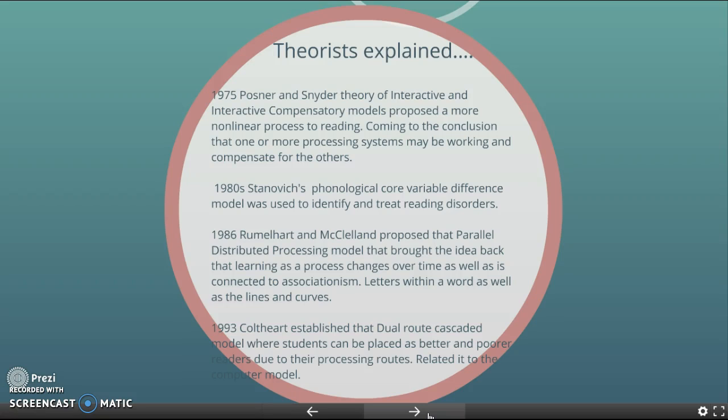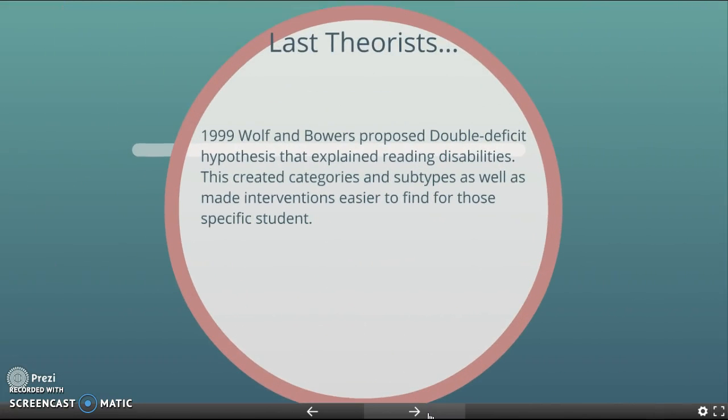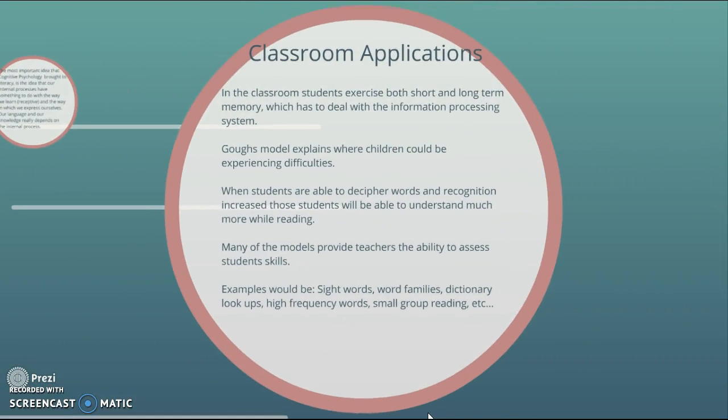Then in 1993, Coltheart established the dual route cascaded model. It was sort of like the opposite of what Rumelhart and McClelland proposed, where students can be placed as better or poorer readers due to their processing routes. Related to the computer model as well, seeing that we learn and the process changes over time. The last theorists I want to discuss, in 1999, Wolf and Bowers, proposed the double deficit hypothesis that explained reading disabilities more thoroughly, and this created categories and subtypes as well as made interventions easier to find for those specific students.